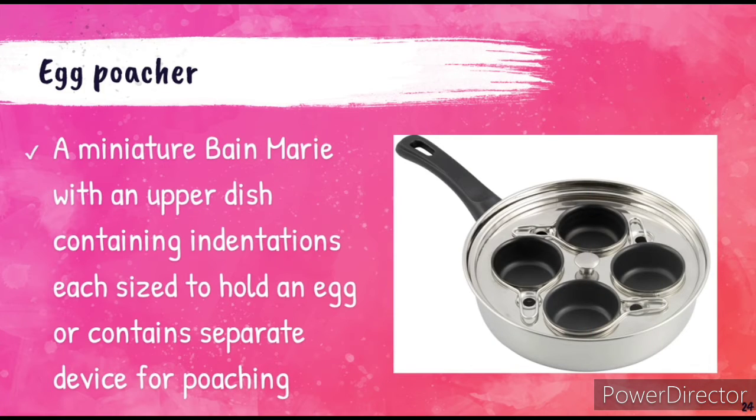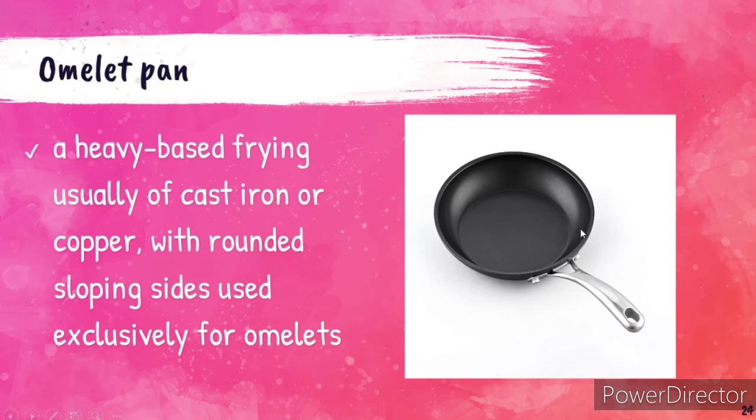Egg poacher. This one is a miniature bain-marie with an upper dish containing indentations, each sized to hold an egg, or a container with separate devices for poaching eggs. It has 4 separate devices for poaching eggs. Omelette pan. So this is a heavy base frying pan usually made of cast iron or copper with rounded sloping sides used exclusively for making omelets.